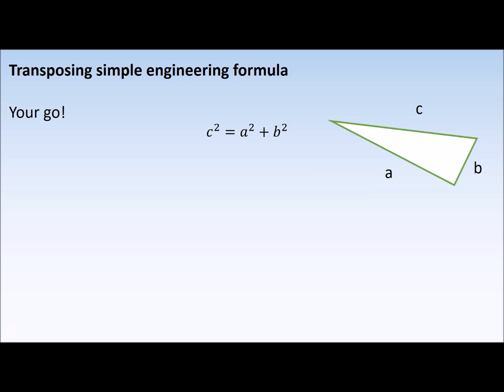So pause the video for a minute and just look at the following formula. c squared equals a squared plus b squared, which is our Pythagoras. But this time we want to find out what a squared is. We know c squared and we know b squared. Just pause the video and have a go at transposing it so that you get a formula to calculate what a squared is.